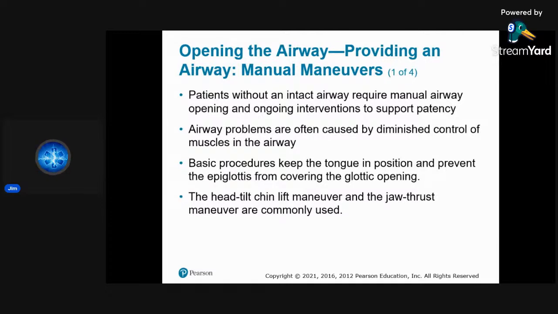Providing an airway, manual maneuvers. If the patient doesn't have an intact airway, we're going to have to open it, right? And ongoing interventions. These airway obstructions are often caused by diminished control of muscles in the airway. For example, they lose tone, and their tongue. We've talked about it several times. Basic procedures will keep that tongue in position and prevent the epiglottis from covering the glottic opening. We have two main ways to open an airway. We have the head tilt chin lift maneuver or the jaw thrust maneuver.